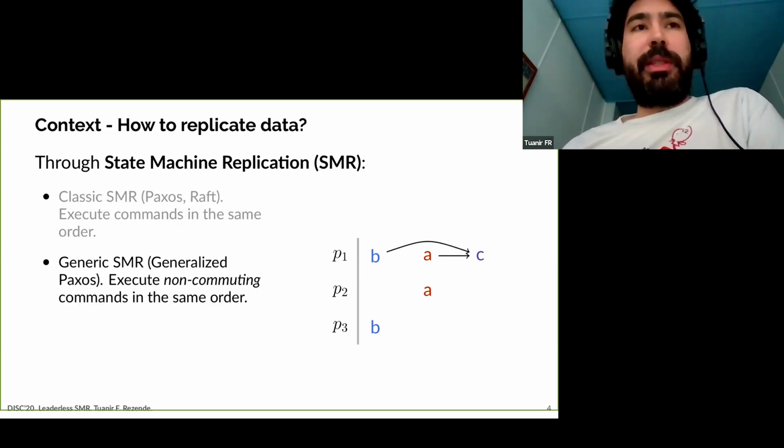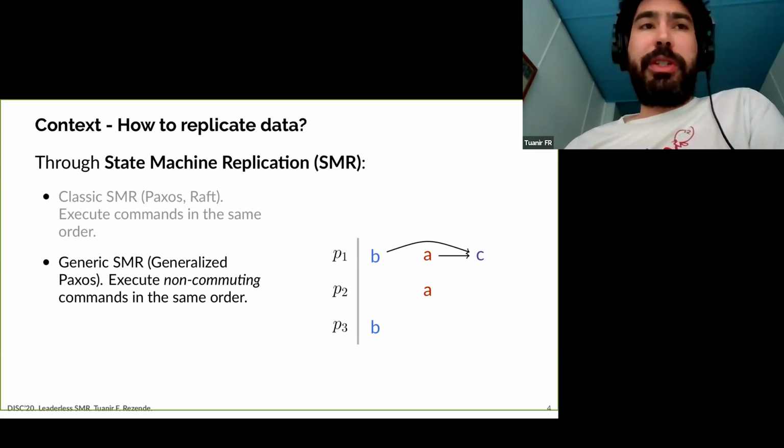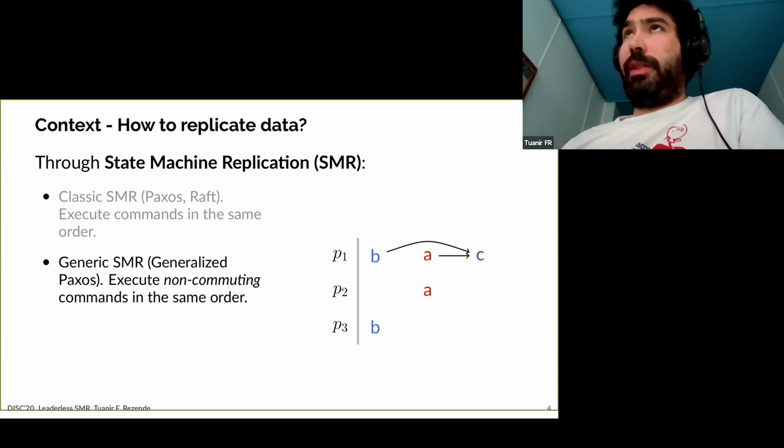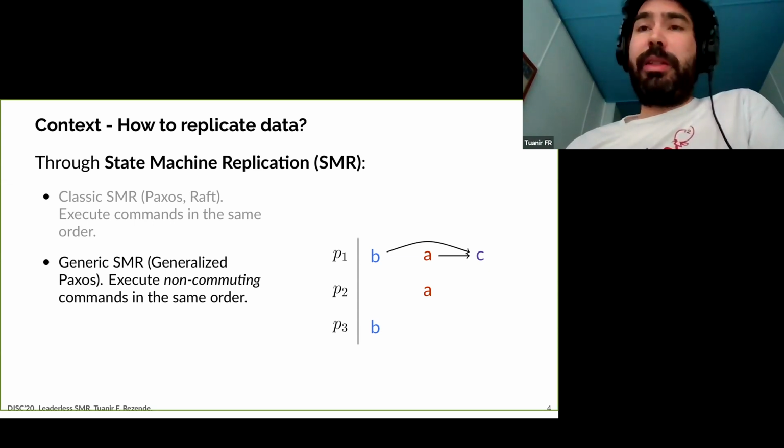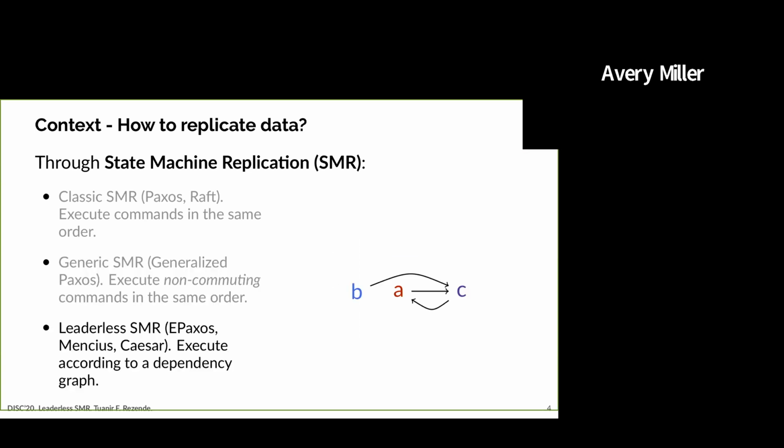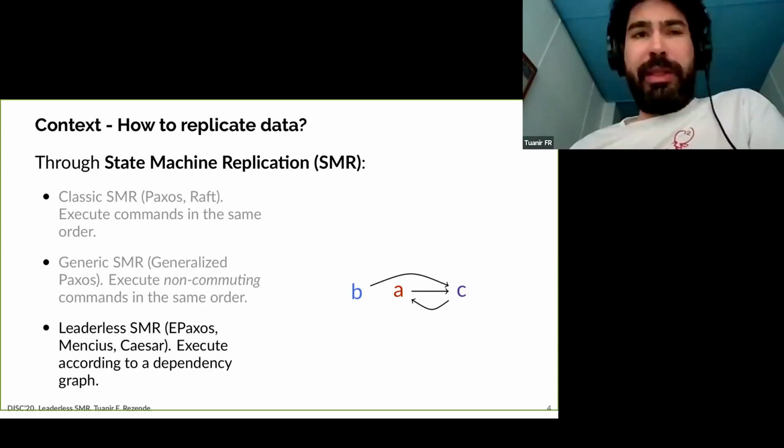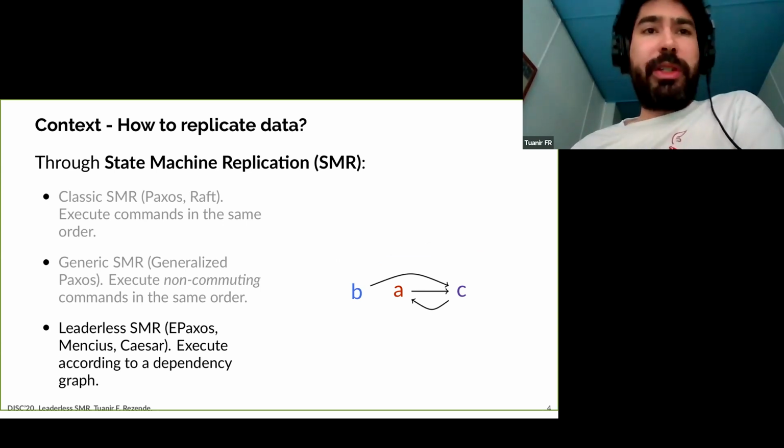Then there is an optimization over the classic SMR approach, which is called generic SMR, a classical algorithm being generalized Paxos, where we execute non-commuting commands in the same order. That is, you leverage commutativity, so you don't need to instantiate a consensus instance for each command. Some of them don't need to be totally ordered. So what is an improvement over this is leaderless state machine replication, which should be the top-notch approach, especially now that we are considering geo-replication.